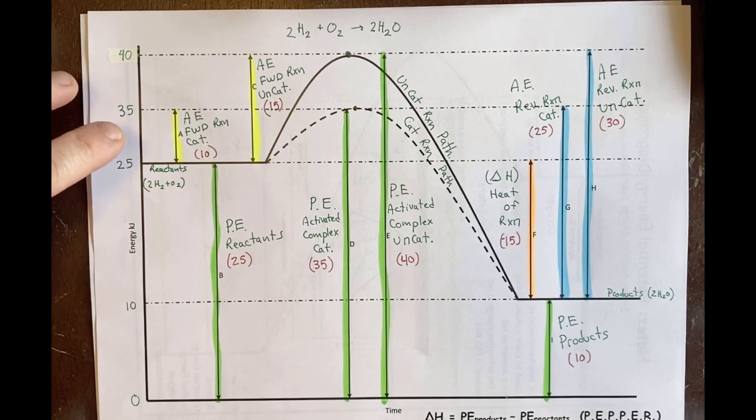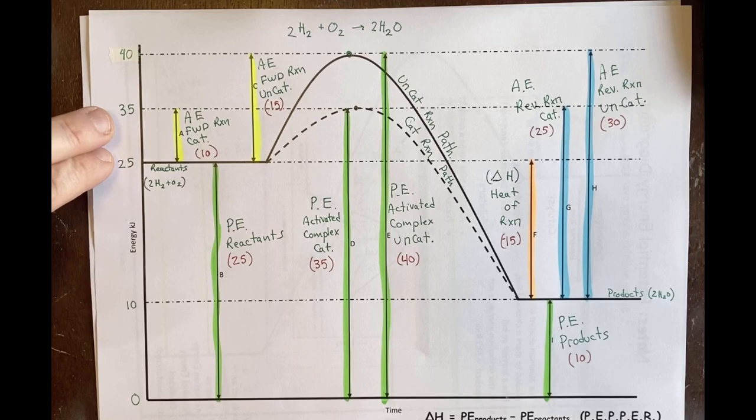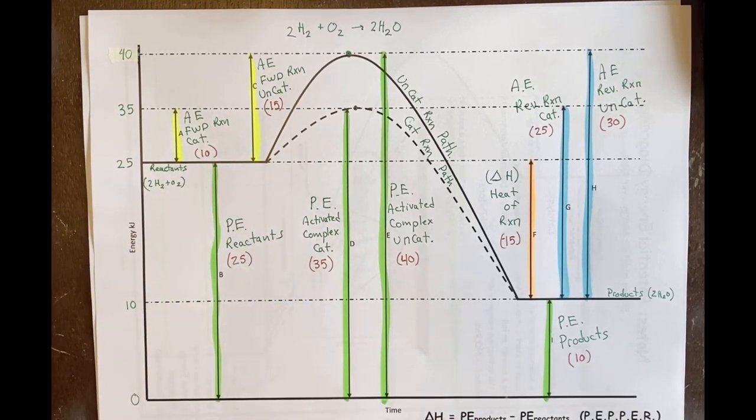In other words, what the AE of the forward reaction really means is it's the difference between the number that I'm at, in this case 25. I put these numbers in arbitrarily, so they don't have to be 25, and the number at the top of the hill, which is 35. So the difference between 25 and 35 is 10. So this would be kilojoules or joules. It doesn't really make a difference.